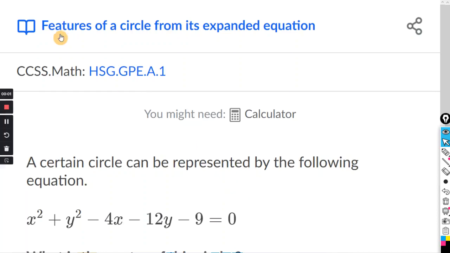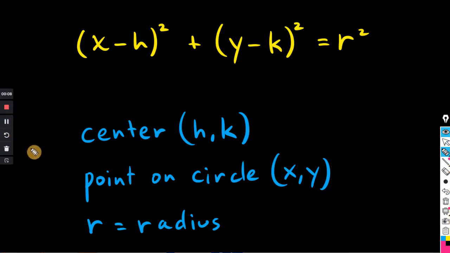This will be for the exercise, features of a circle from its expanded equation. So before beginning this exercise, you need to be familiar with the circle equation in standard form. (x - h) squared plus (y - k) squared equals r squared.